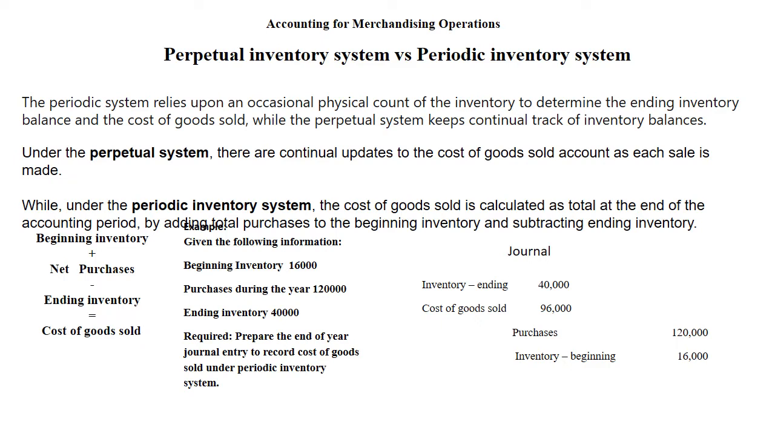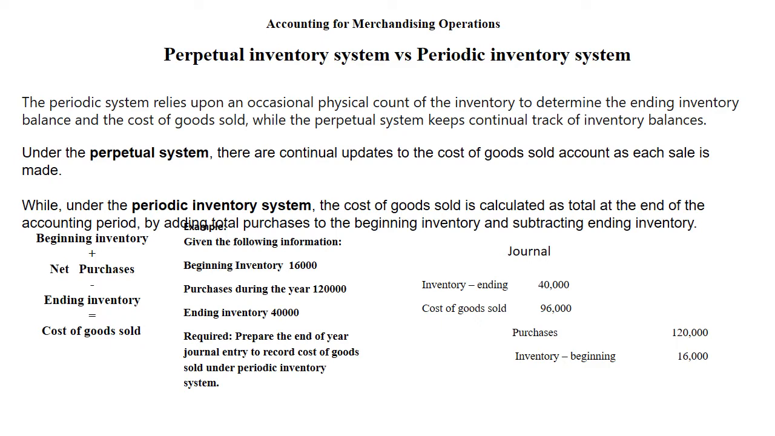For example, if I am telling you that we had beginning inventory of 16,000 and we purchased during the year goods of 120,000, then if you add the 16,000 plus the purchases 120,000, that's all that was available in your storeroom. If I told you at the end of the year your ending inventory was 40,000 not sold, so how much was sold? How to calculate the cost of goods sold? You just add beginning inventory plus purchases minus ending inventory, and you get the cost of goods sold.